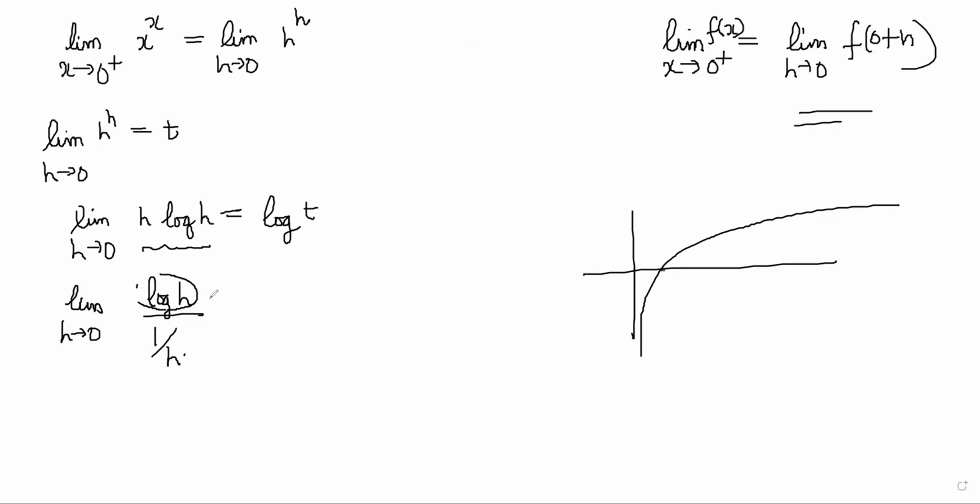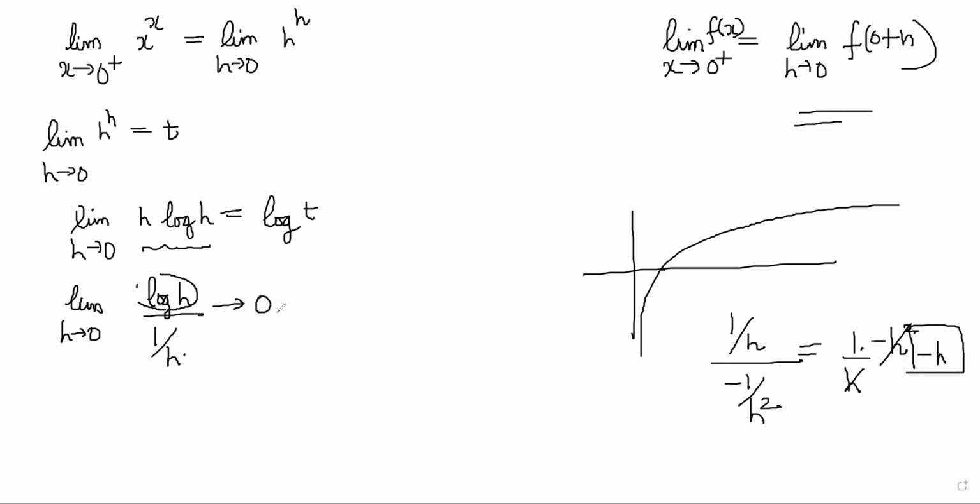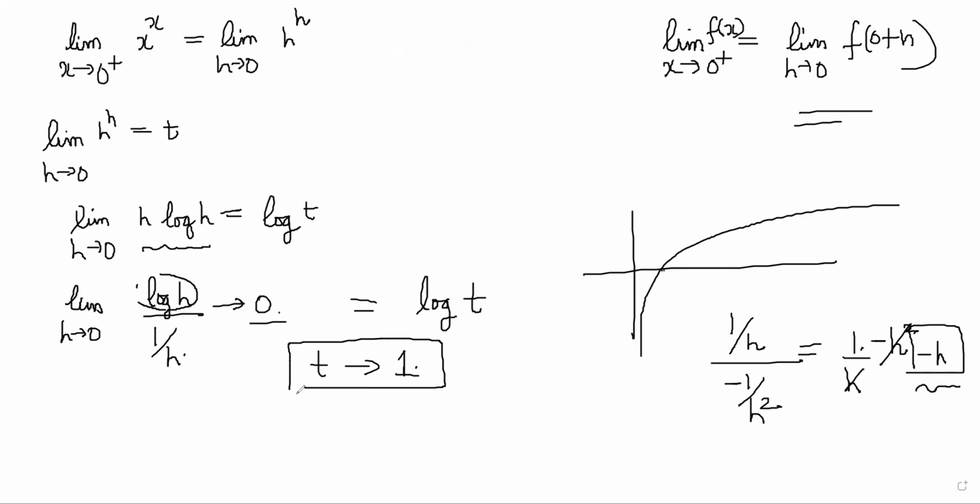Okay, so I'm wondering if I can use L'Hopital's here. If I use L'Hopital's, what happens? 1 by h by minus 1 by h square. So you're getting 1 by h and minus h square. So minus h, right? So this limit is tending to 0, because now this is no longer in L'Hopital's form infinity by infinity. So if this is tending to 0, that is equal to log t, then t should tend to 1, no? You understand?